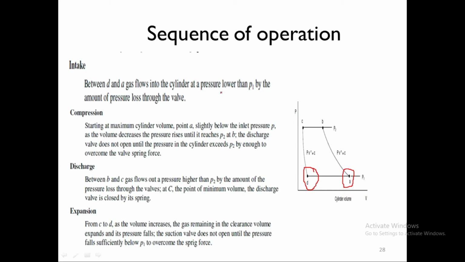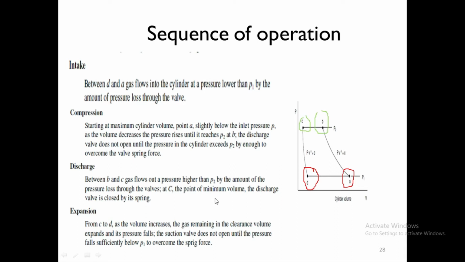Okay, so B to C is the outlet pressure. So discharge between B and C, gas flows out. Between B and C the gas flows out at a pressure higher than P2 by the amount of the pressure lost through the valve at C. C is basically your outlet valve.